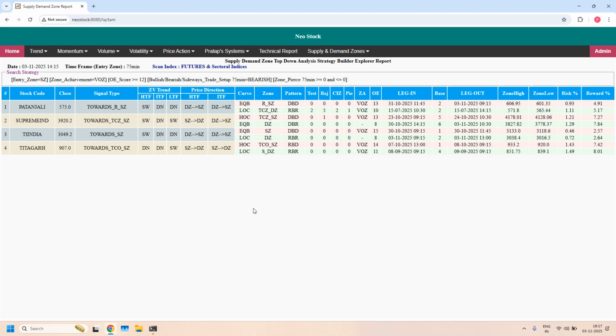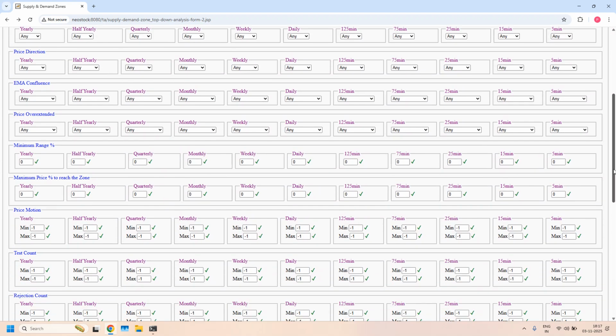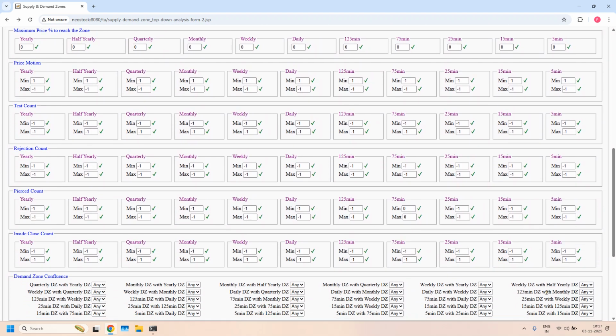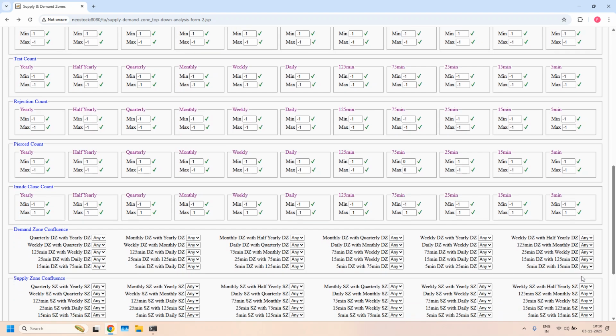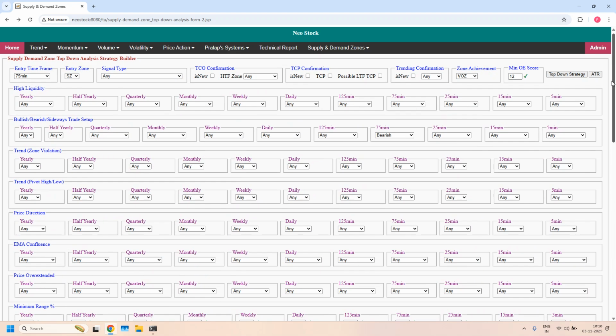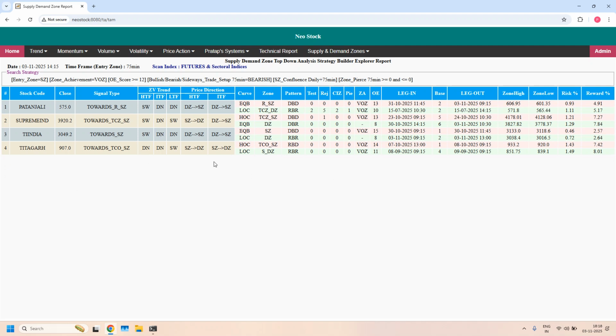So we got 4 stocks. These 4 75 minute supply zones are supporting the bearish trade setup for weekly income trade. Let's identify high probability trade setup 75 minute supply zones from this list. As per the first strategy, 75 minutes and daily supply zone confluence. We got all the 4 stocks.